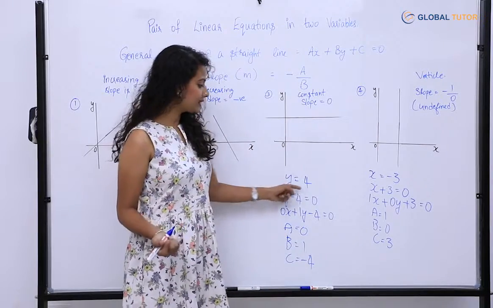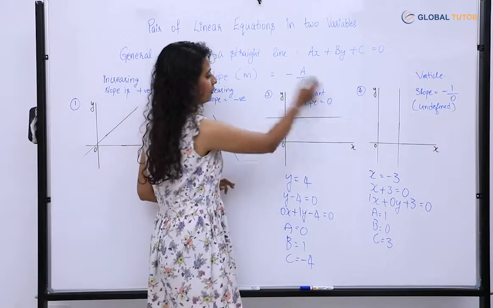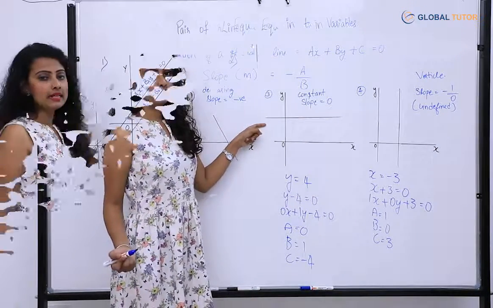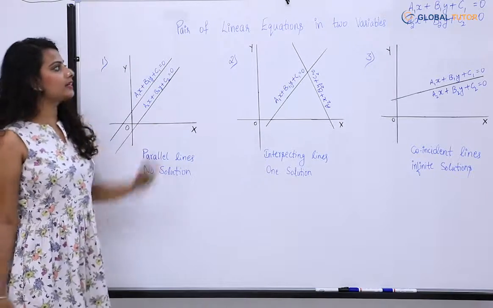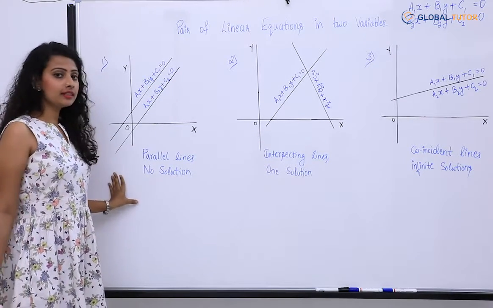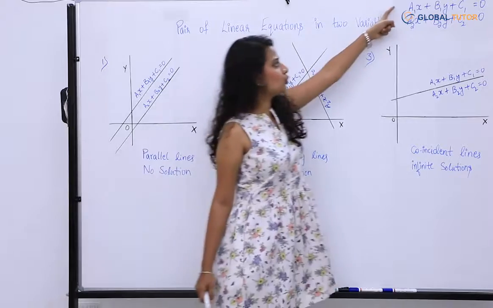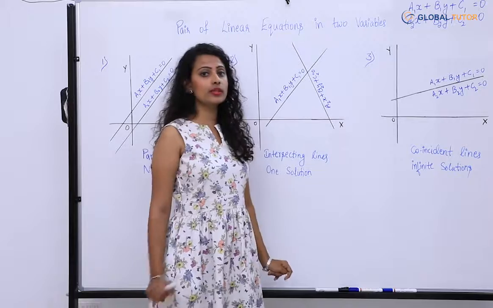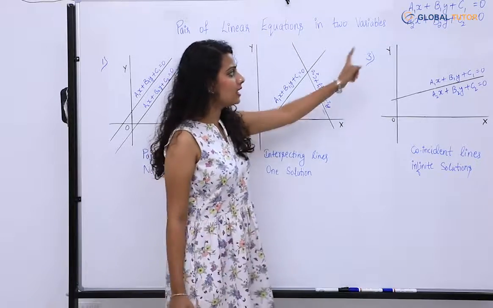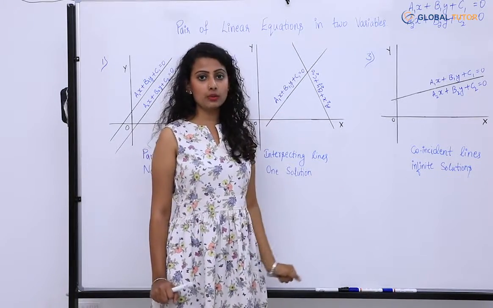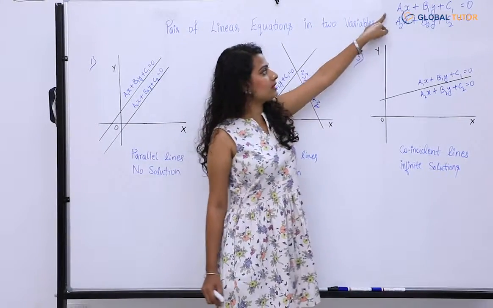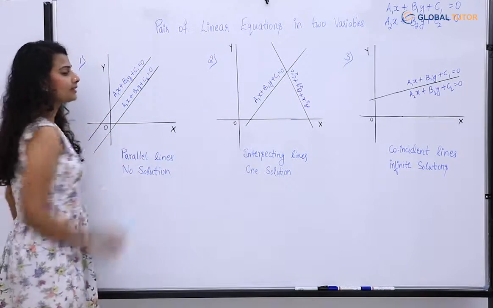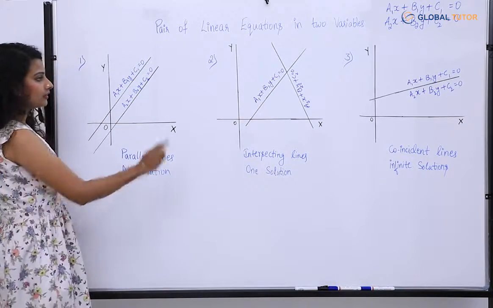So here y is equal to 4, which means the graph will look like this one, the third one, where slope is 0. So let us move to pair of linear equations in two variables. Here in this case, consider if we have two equations, two lines, a1x plus b1y plus c1 is equal to 0, and the second line being a2x plus b2y plus c2 is equal to 0. When we plot these two lines on a Cartesian plane, there is a possibility of getting three different kinds of graph. So I have written that on the board here.